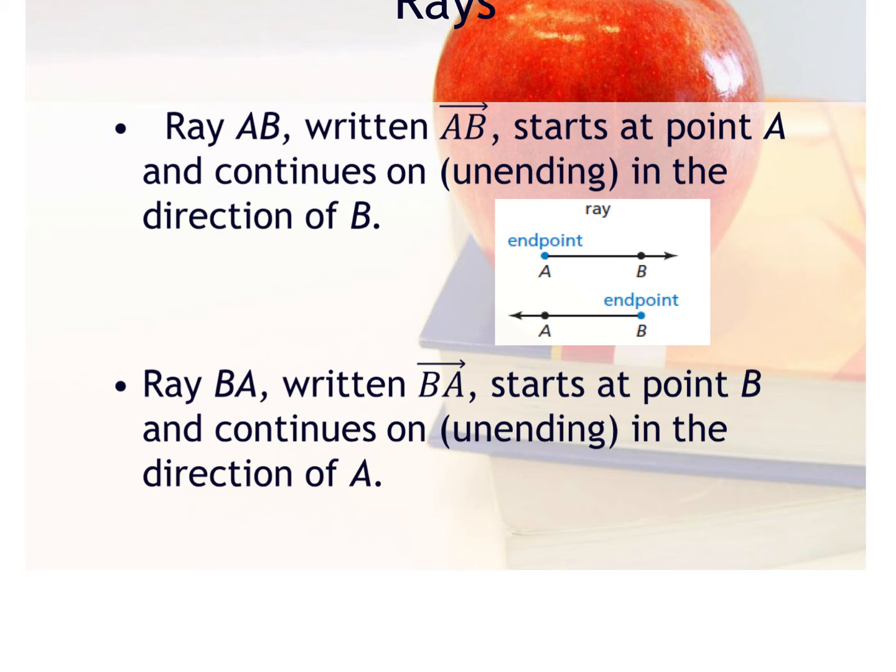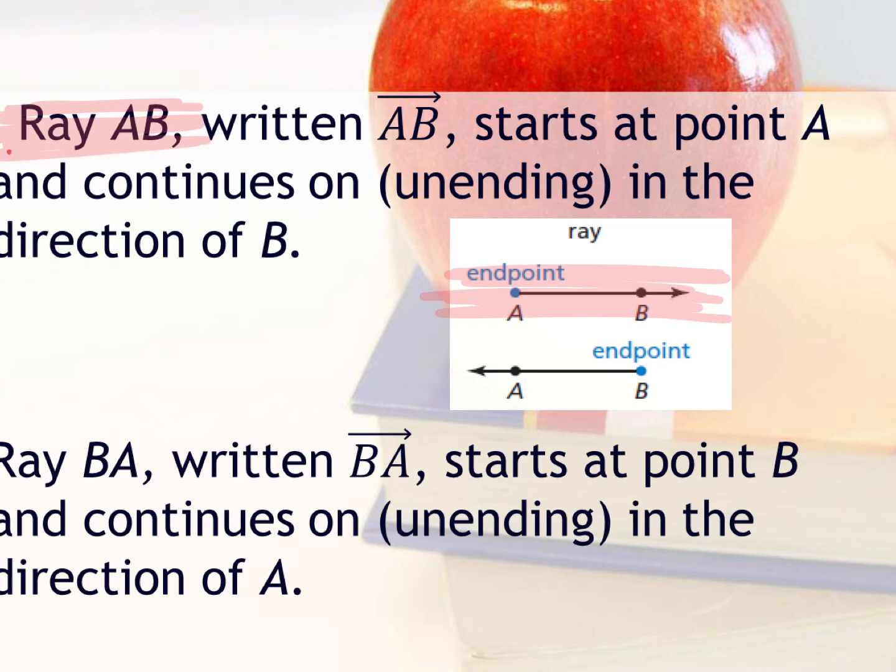So for example, ray AB, so this right here, is this picture right here. Notice it's starting at endpoint A and continuing, unending towards B.